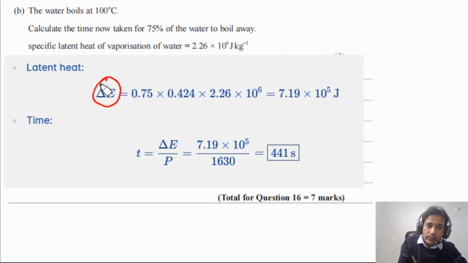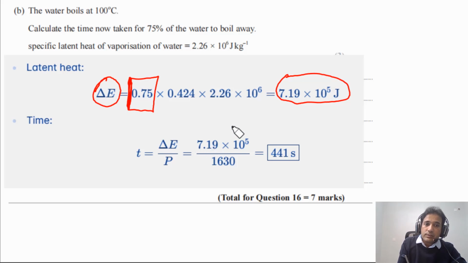First of all, we have calculated delta E. So this is the value of the Q for 75%. So why this factor? Because it is for 75%. So this is then how we have calculated time. Pretty straightforward question. So when you do a question, try to understand the logic. That's the reason at the beginning I solve the question without numbers, and then I use numbers.